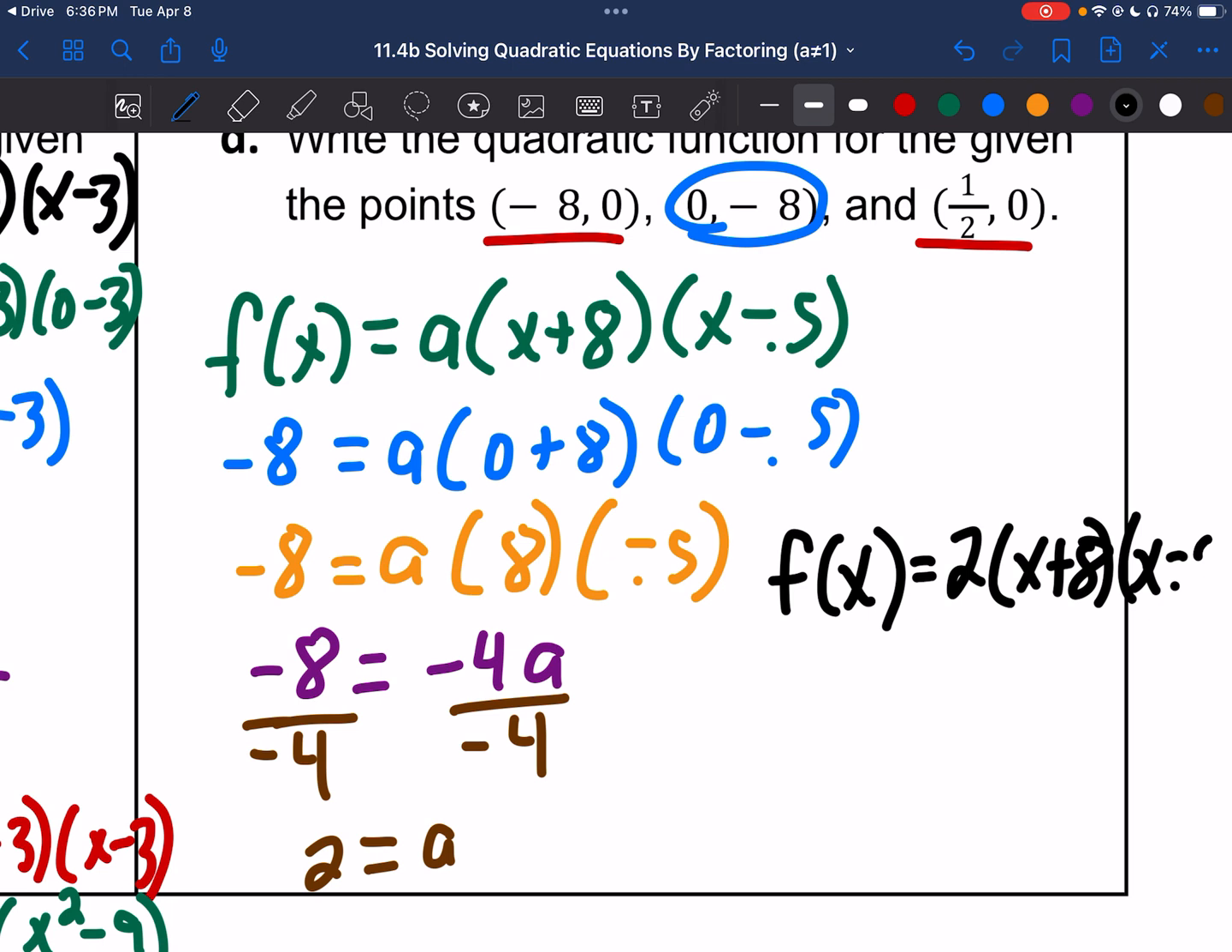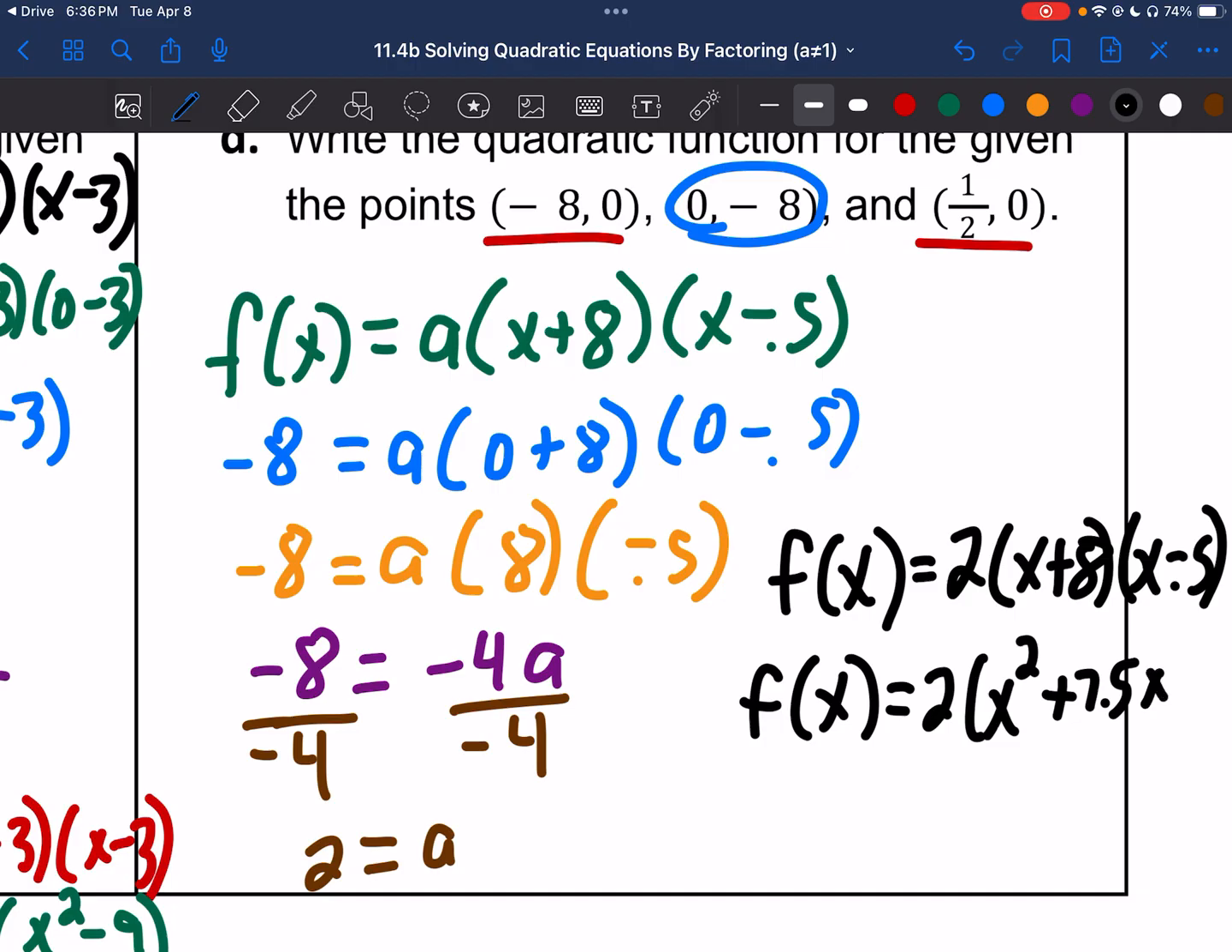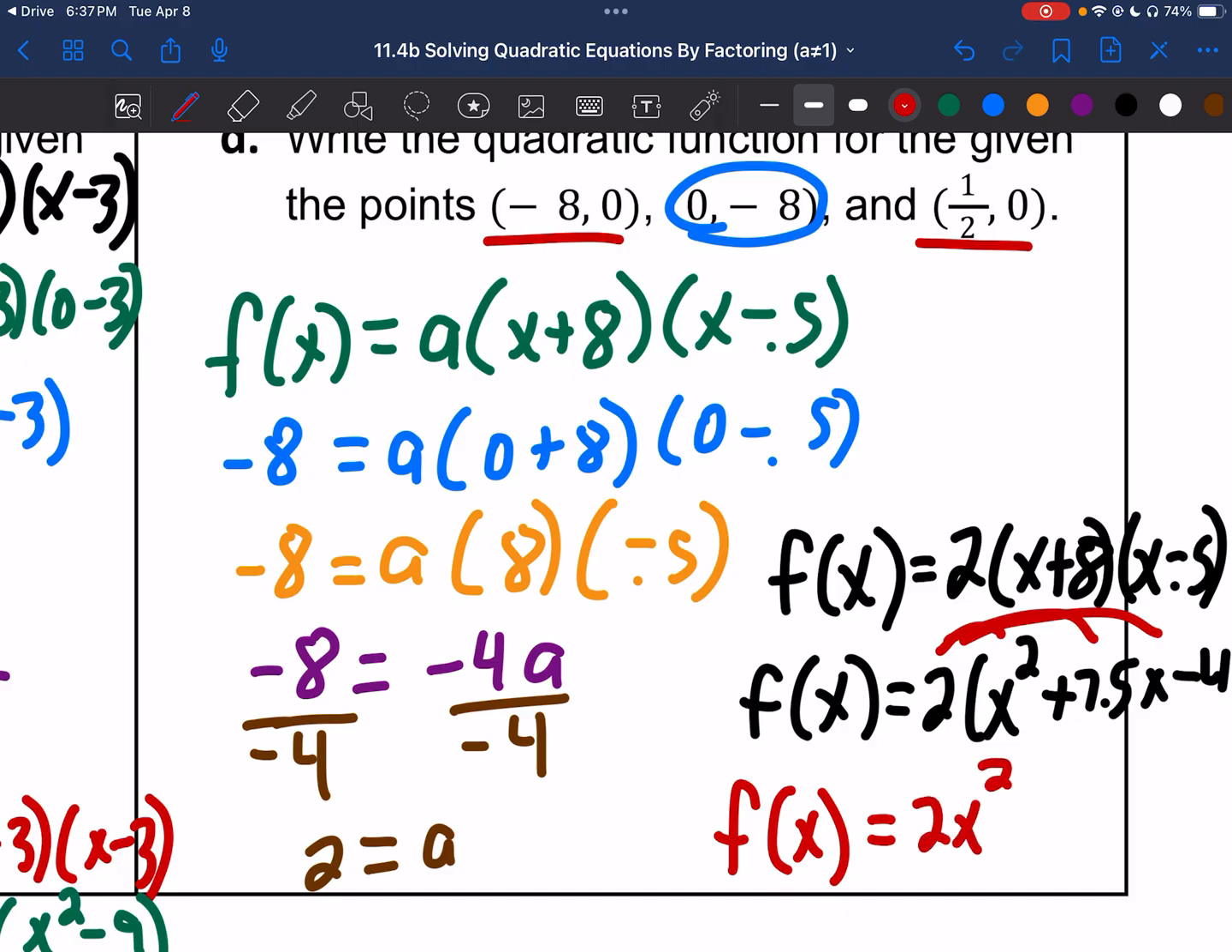So f of x is going to be equal to, we've got x times x is x squared. We have minus 0.5x plus 8x, so that's plus 7.5x. And then 8 times -0.5 is minus 4. And then lastly we need to multiply that 2. We distribute that 2 to everything, and we get f of x is equal to 2x squared plus 15x minus 4.